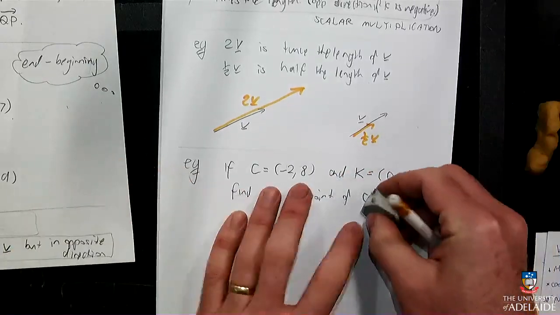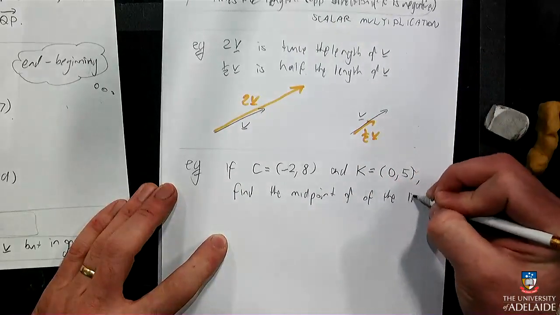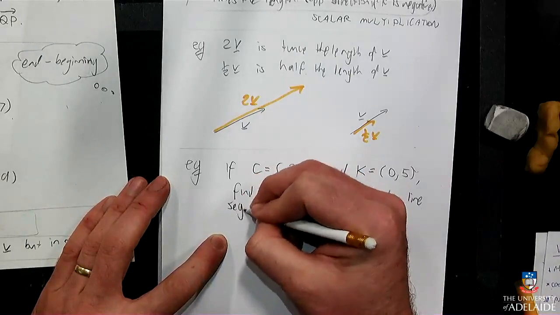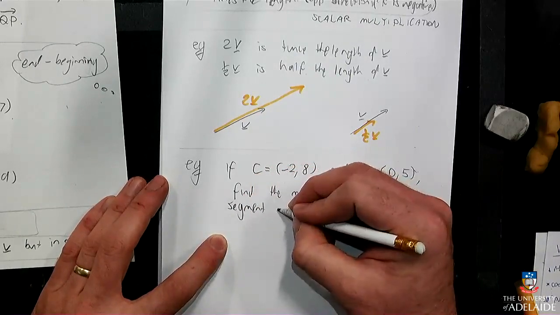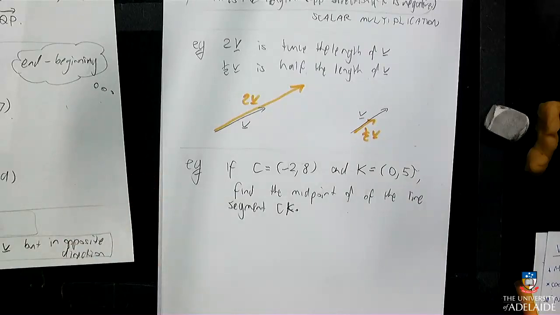Find the midpoint of the line segment CK. So here's an important thing about why we have arrows on the top of vectors when we're giving them as names, as journeys between 2 points. Just writing CK without an arrow means it's just the line segment, and that's like a length, and it goes in either direction, and that's fine. The arrow carefully distinguishes just a line from a vector.